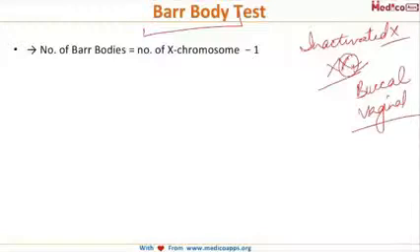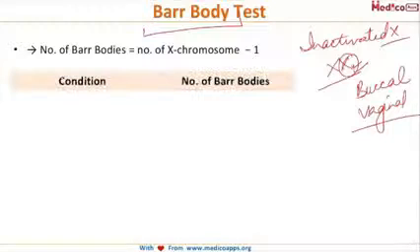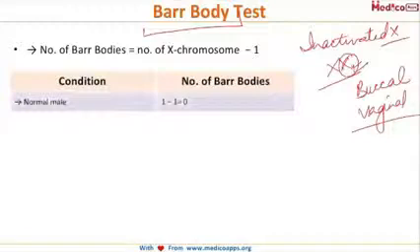So, if two X chromosomes are present, one will be inactivated. Or you can understand this the other way around: if you are able to see one Barr body in any buccal smear, that means that individual has two X chromosomes. And if you are not able to see any Barr body, that means the individual has one X chromosome. Now let us understand this by example. In a normal male, since there is only one X chromosome, 1 minus 1, 0. So in a normal male, you will not be able to see any Barr body.